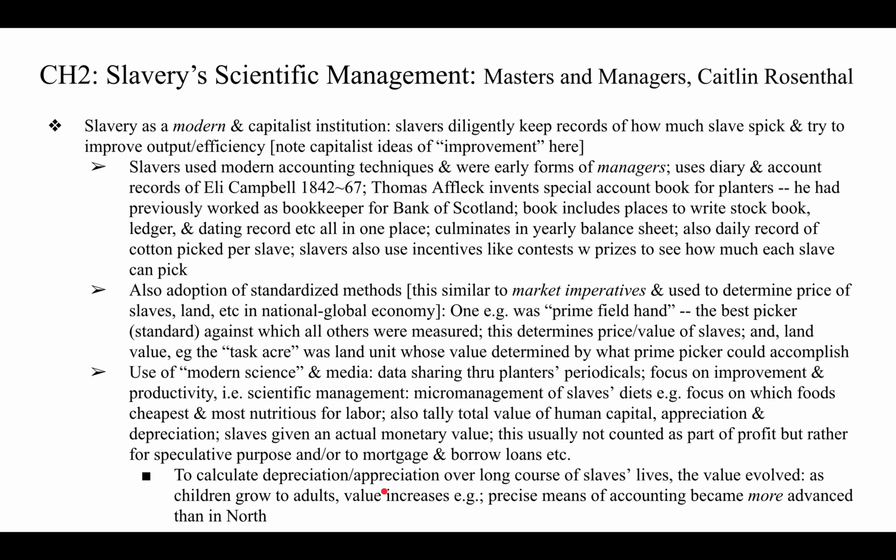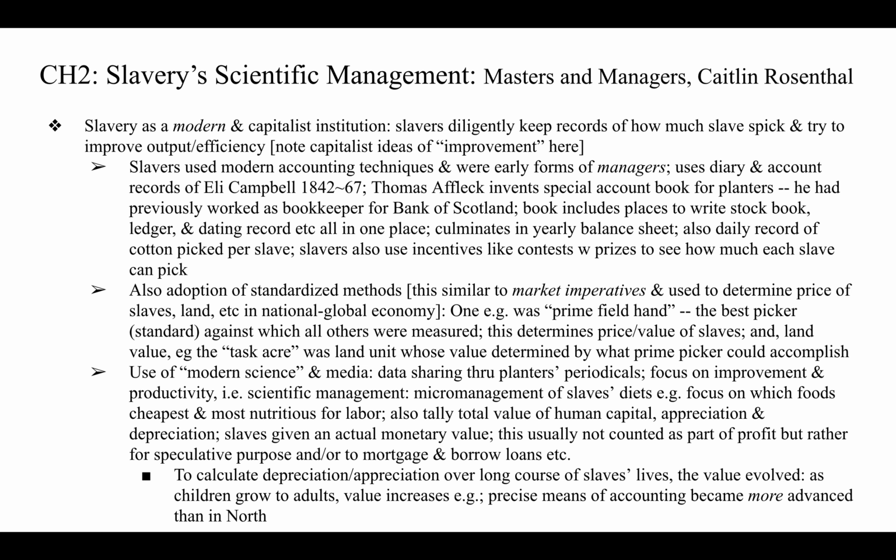Just to get an idea of how the value of slaves, and depreciation and appreciation of slaves as a capital investment, was calculated: over the course of slaves' lives, their value would evolve. As children grew to adults, their value would increase, etc. Of course, as I'll mention later, female slaves were valued for their reproductive value. So all kinds of different things going on here.